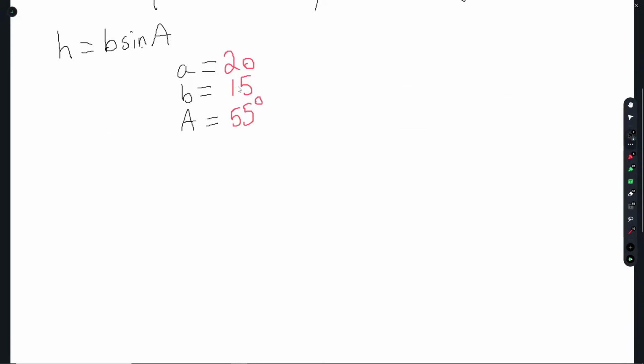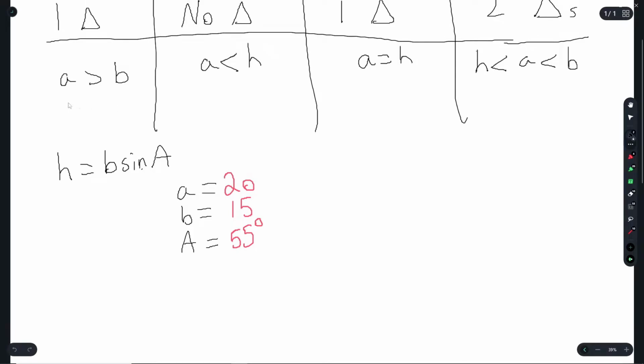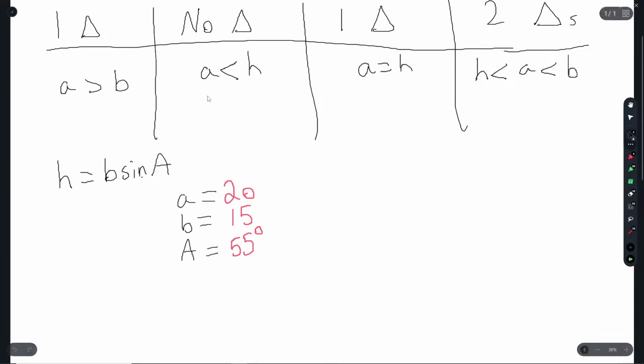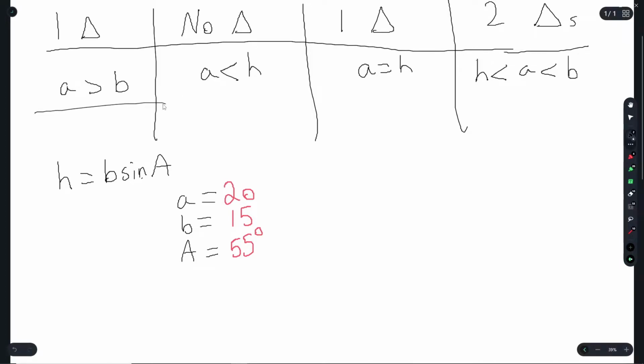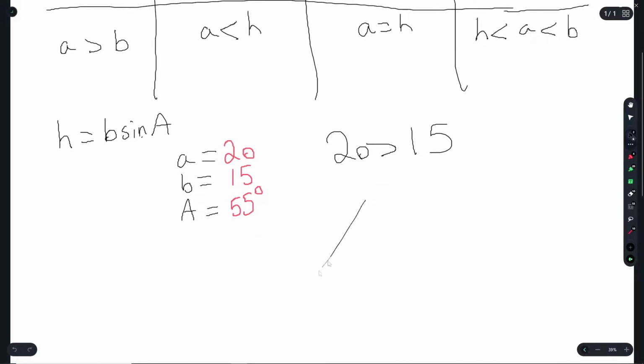Okay, let's look at an example here. So we have small a, small b, and capital A, which means we're dealing with an ambiguous case. So let's look at our conditions and deal with them one by one and see if it's any of the conditions. It should be one of them at least. So let's look at condition number one. A is greater than b. Is a greater than b here? A is greater than b because 20 is greater than 15. So it's the first case. So we have one triangle. So let's draw the triangle and solve the triangle.